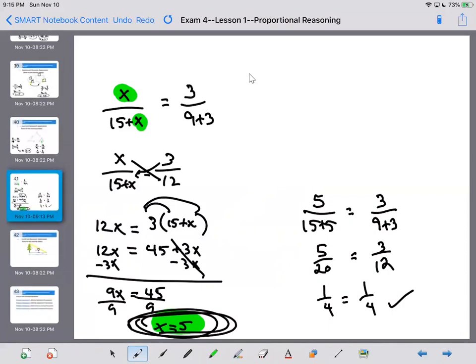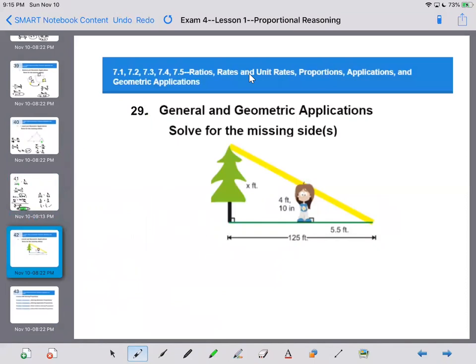And then last one, I don't know the height of the tree, that's x. I know the height of the person, which is 4 feet 10 inches. And then I know the person's shadow distance is 5.5, and the entire tree, which would be 125. All right, so these are some things that I'm going to compare. I want to find x.